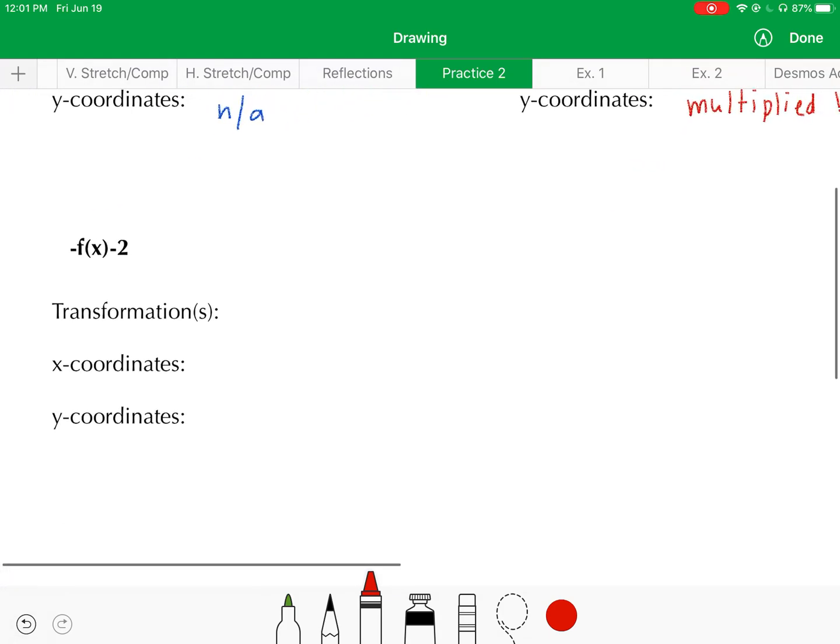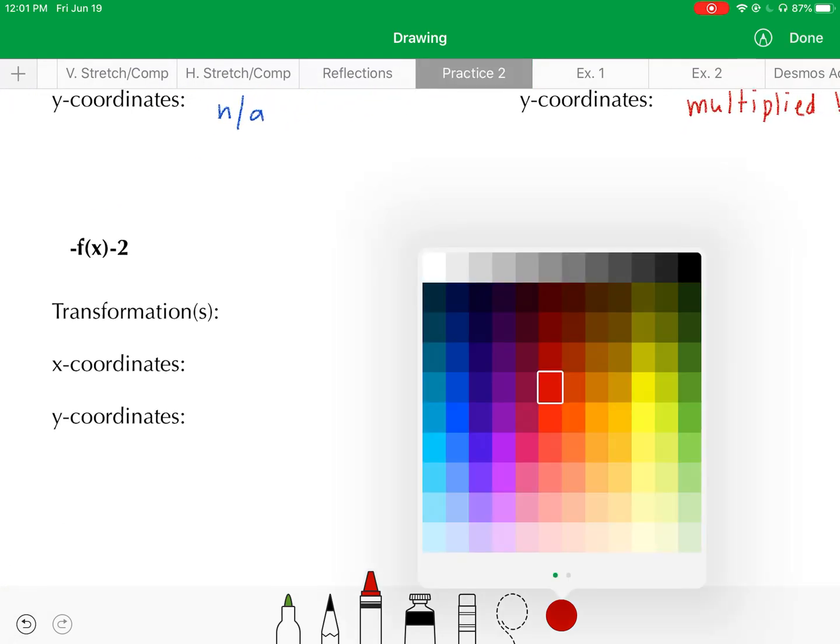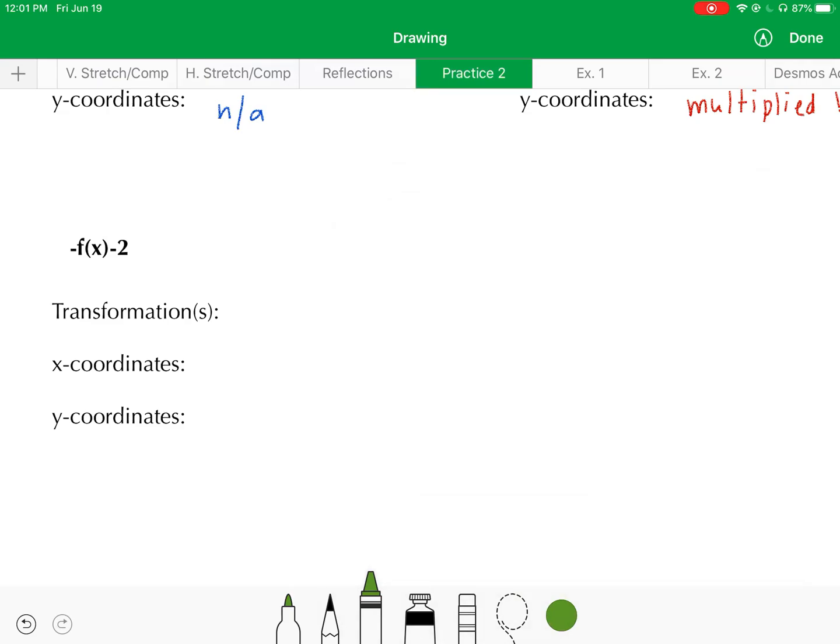All right, last one here. Again, 2 transformations taking place on the negative of f of x subtracted by 2. Notice both the negative and the subtraction by 2 are happening outside of the function. Okay, so those are both going to have an effect on your y coordinates. X coordinates are not going to be affected at all here. So I'm going to put an NA right away.